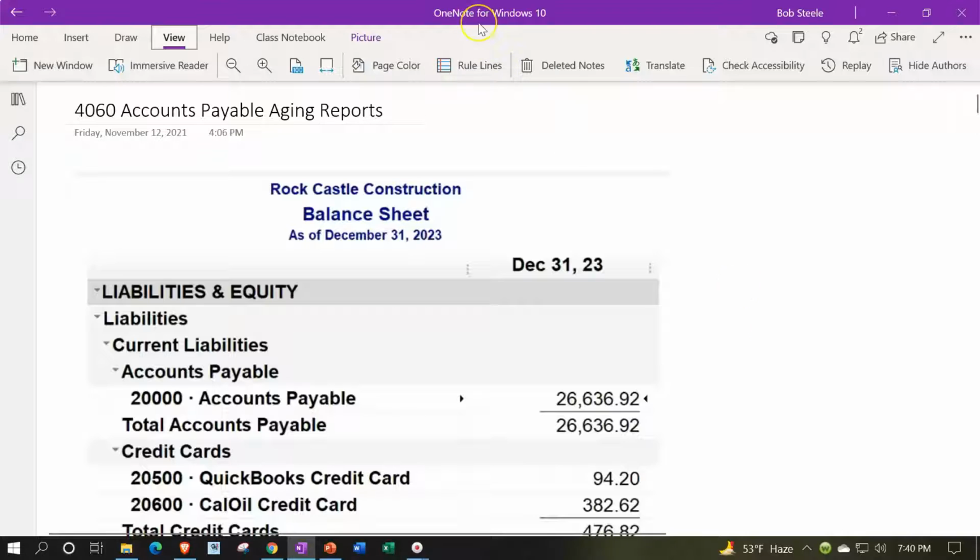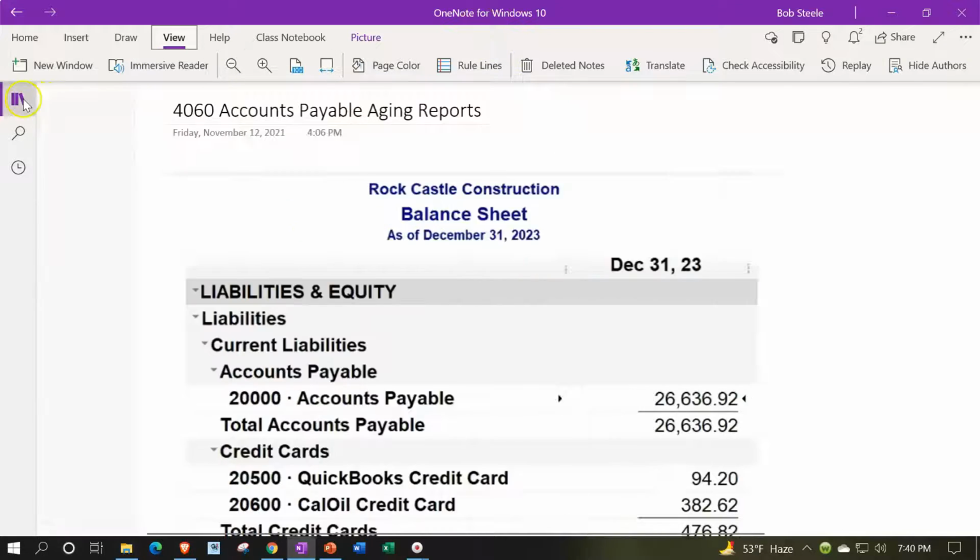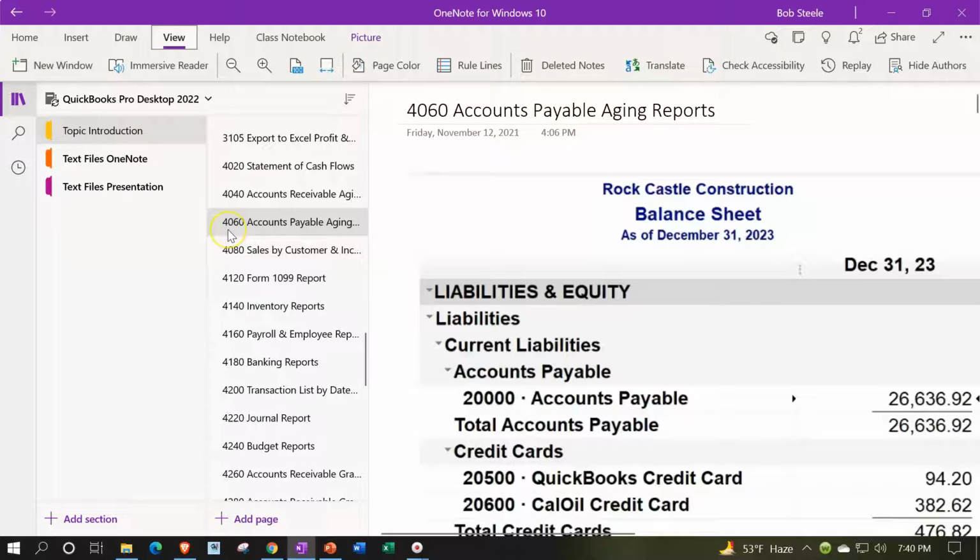If you have access to OneNote and would like to follow along, see the icon on the left-hand side, topic introductions, 4060, Accounts Payable Aging Reports. Also take a look at the immersive reader tool, topic introductions in the text area as well. Same name, same number, but with transcripts. Transcripts can be translated into multiple languages, either listened to or read in them. Same name and number as the presentations.